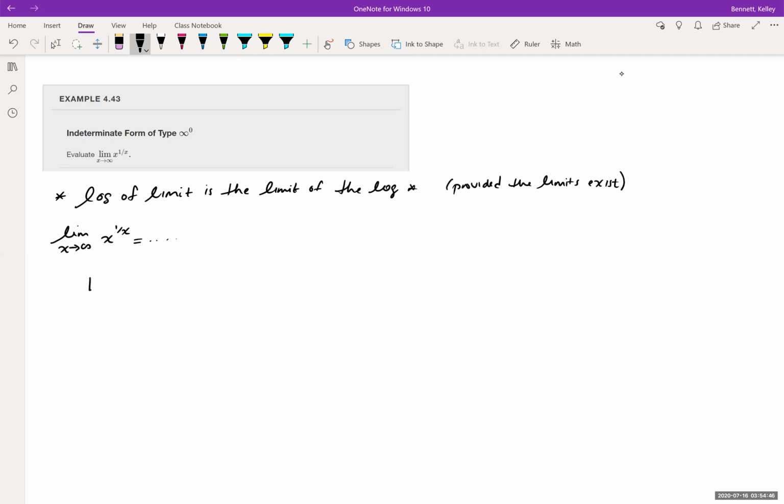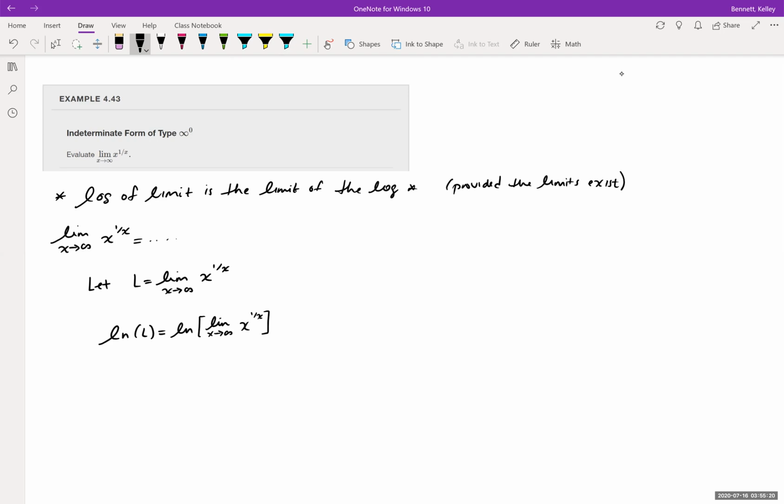So the first thing we're going to do is assume that the limit exists. We don't know that it exists yet, but we're going to assume that it does. And we're going to say, let L equal the limit as x goes to infinity of x to the 1 over x. Then I'm going to take the natural log of both sides. So ln of L equals ln of the limit as x goes to infinity of x to the 1 over x.